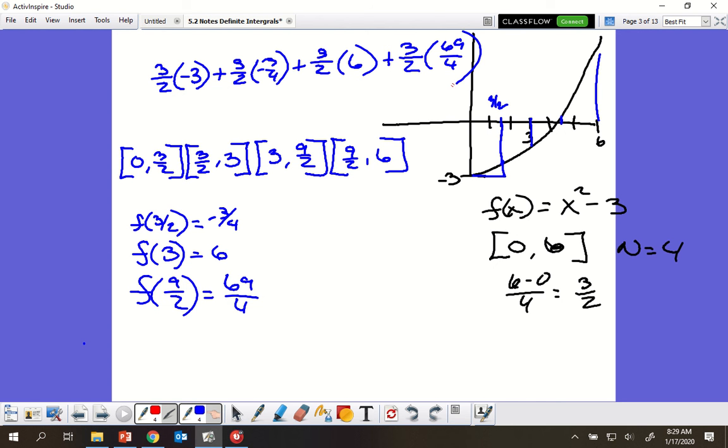Now, I wrote it like this for a reason. Okay, a very, very good reason. This is the point of the class where we actually make a formula out of this. We're making a formula out of this. Is there a common factor, a common multiple in each one of those? 3 over 2. Where did we get the 3 over 2 from?